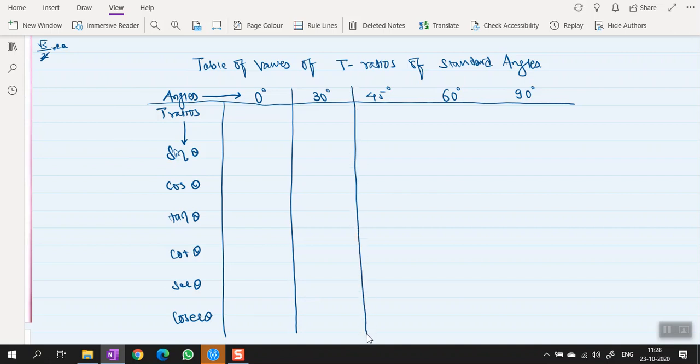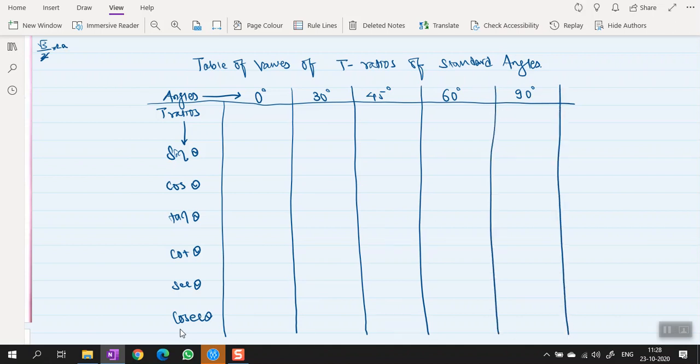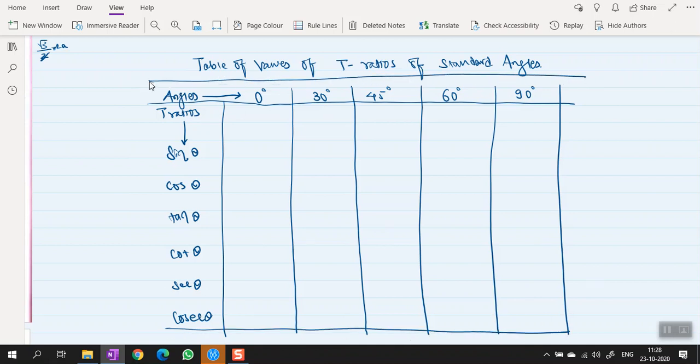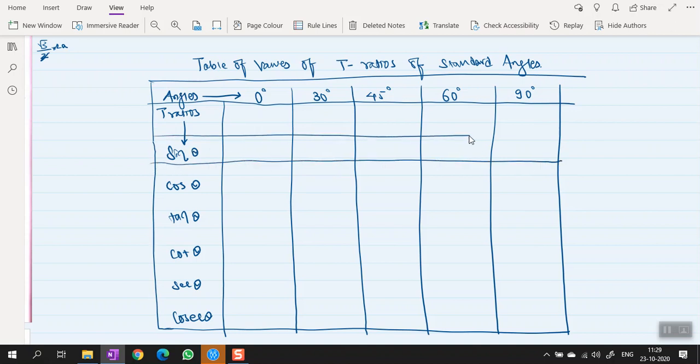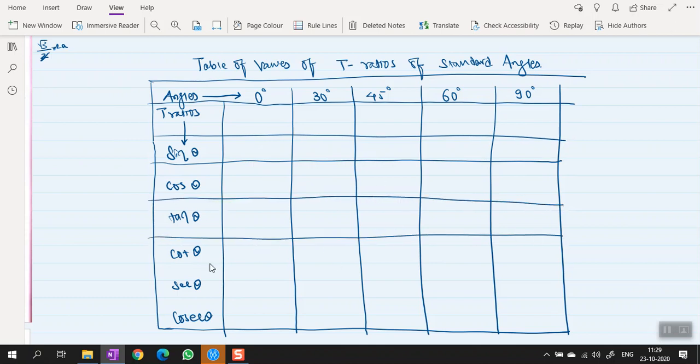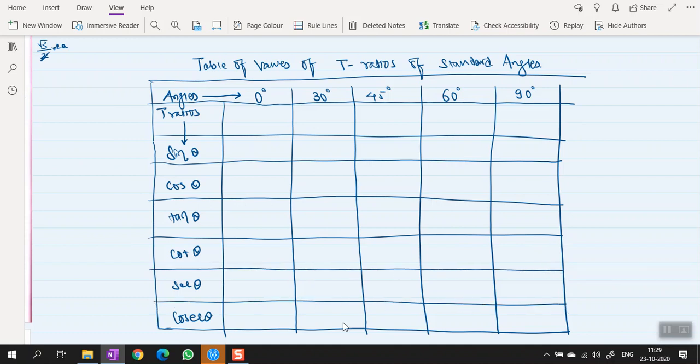So please note the technique of making this table. I'm sharing this very important technique with all of you, which will be helpful to you in your examination, because in your exams you won't be given these values. You have to memorize these values. Okay, so there you go. This is your table ready.